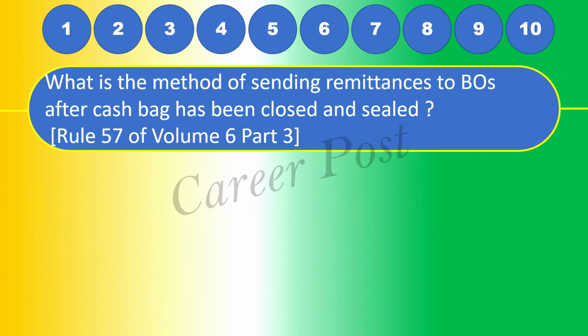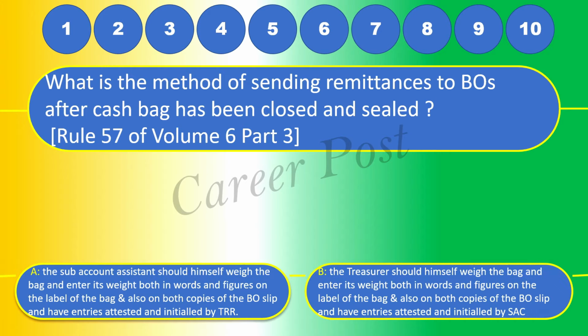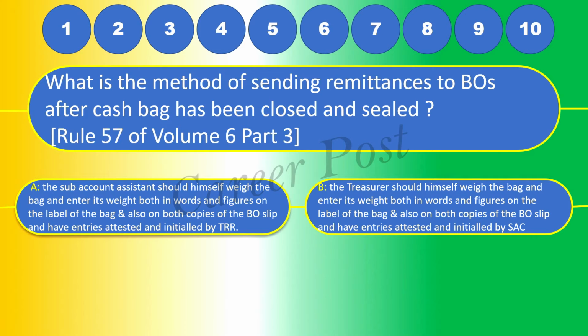Next question. What is the method of sending remittances to BOs after cash bag has been closed and sealed? Rule 57 of Volume 6 Part 3. A, the sub-account assistant should himself weigh the bag and enter its weight both in words and figures on the label of the bag and also on both copies of BO slip, and have entries attested and initialed by the treasurer. TRR means treasurer.